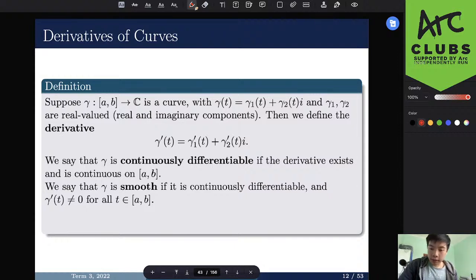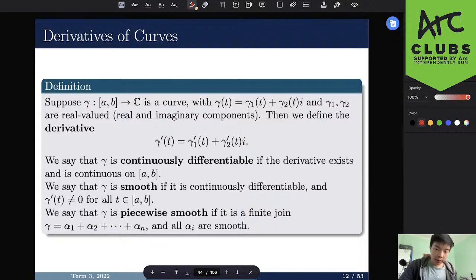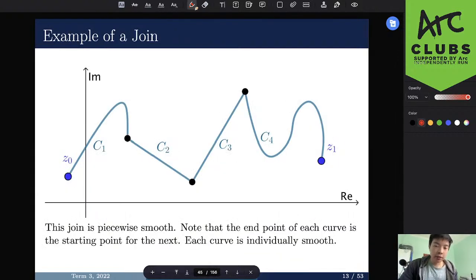Then we can also say it's smooth if gamma dash t is never 0 and it's continuously differentiable. Then we can say that gamma is piecewise smooth if it's a join of finitely many curves and each individual curve is smooth. So let's just quickly look at an example of what a join is and what a piecewise smooth curve is.